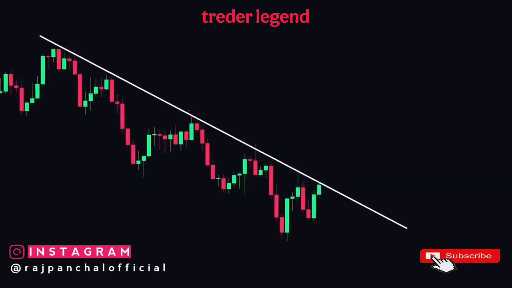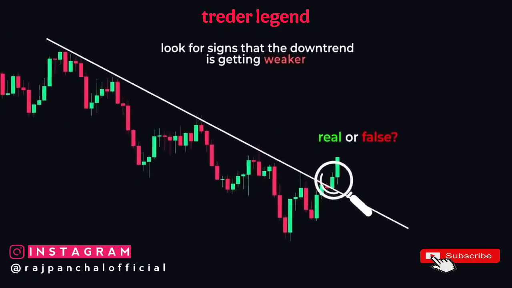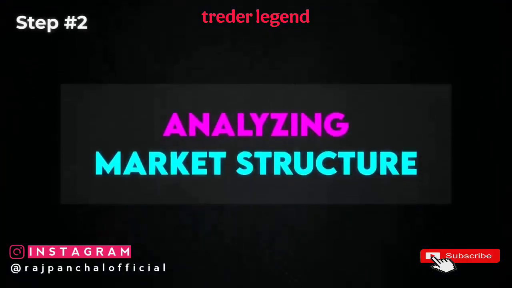Next, we wait for price to break out of that trend line. Now, in order to know whether this breakout is likely a real breakout or a false breakout, we need to look for signs that the downtrend is getting weaker, and the way I do that is by analyzing market structure.